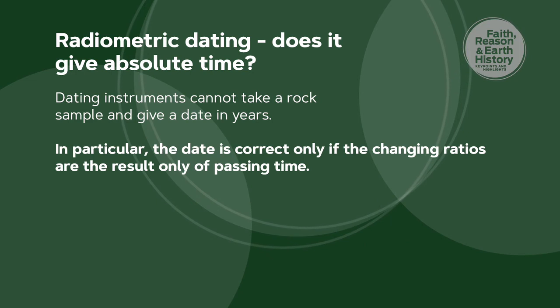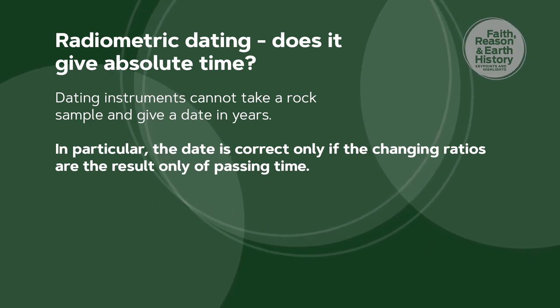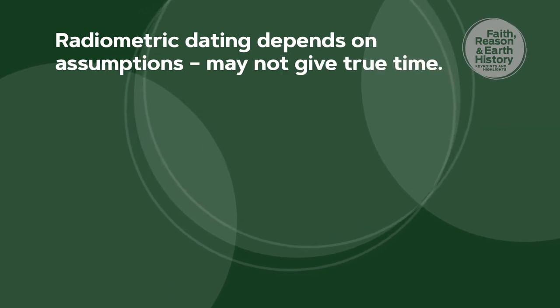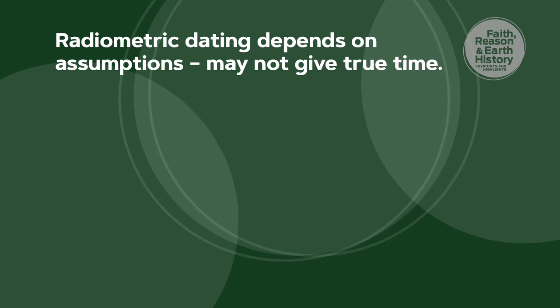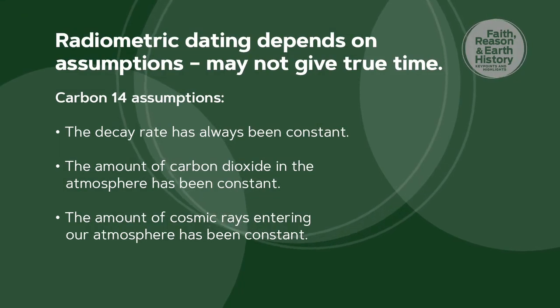In particular, the date is correct only if the changing ratios are the result only of passing time and not of any other influences. Each of these dating methods depends on assumptions. They may not give true time. Those of us who have confidence in the Bible believe that these methods are not giving us a true date in years. Okay, let's look at the carbon-14 assumptions.